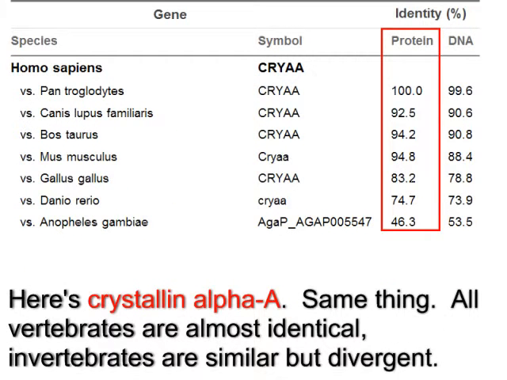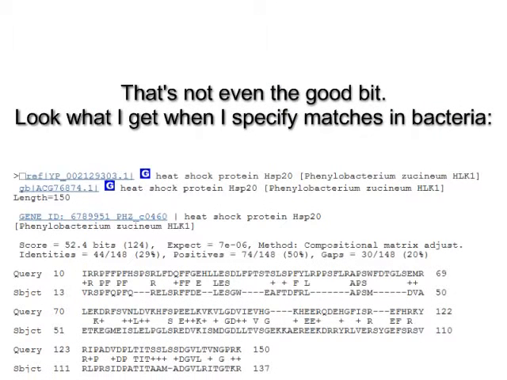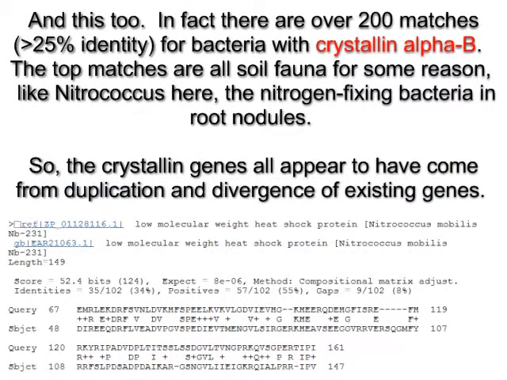Same thing. All vertebrates are almost identical. Invertebrates are similar but divergent. That's not even the good bit. Look what I get when I specify matches only in bacteria. And this too. In fact, there are over 200 matches for bacteria with crystallin alpha B.